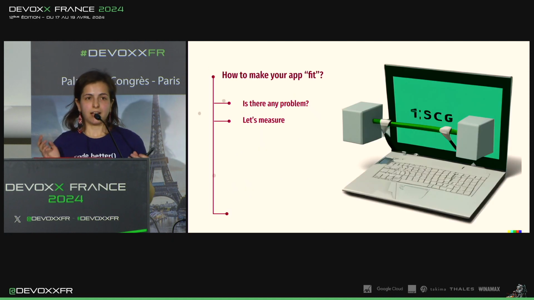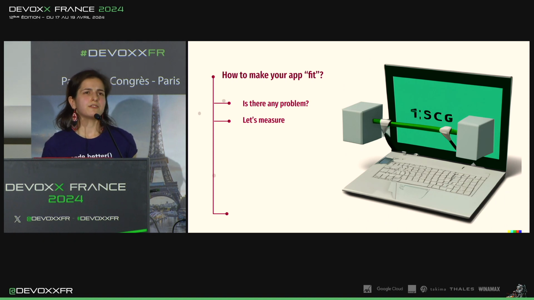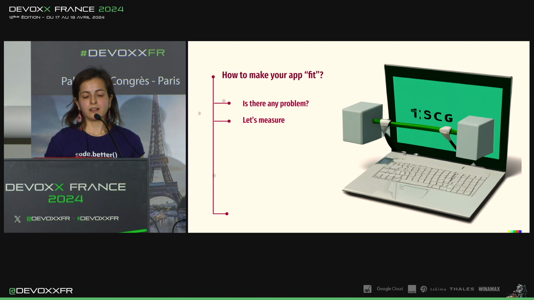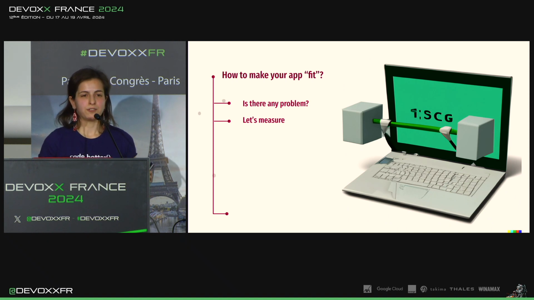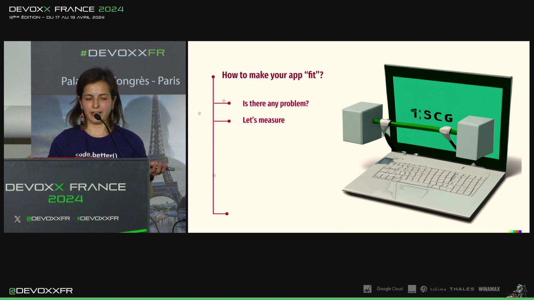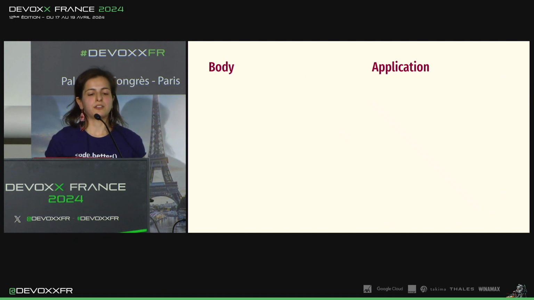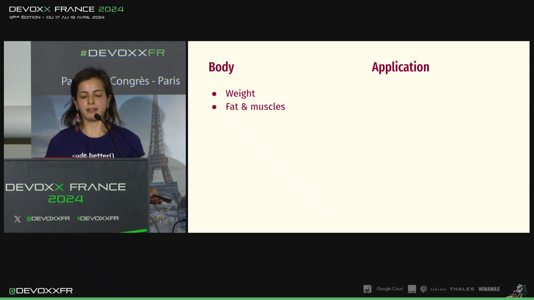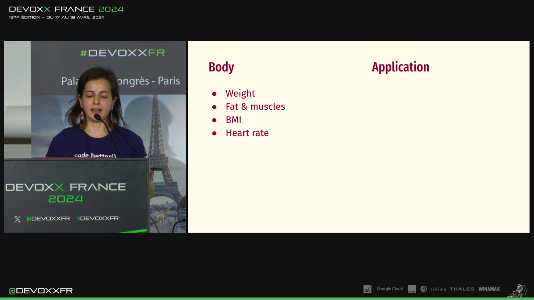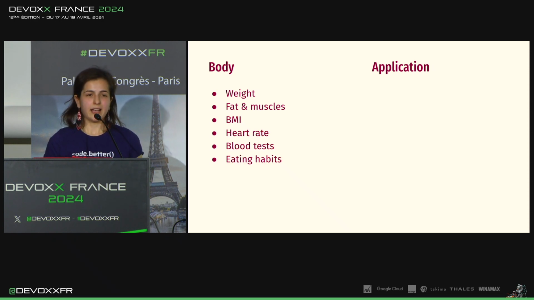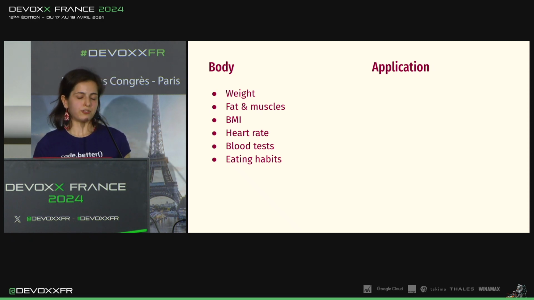So, okay, I see the symptoms, but how do I know whether these symptoms are really bad or maybe it's just a feeling? Let's measure. Numbers never lie. So if you don't know whether there is a problem or not, we need to measure. For the body, it's pretty easy. There are a lot of things that you can measure. First of all, weight, fat, muscle percentage, BMI, heart rate, blood tests. And the more things you can test about your body, the better, because the better picture you'll have.